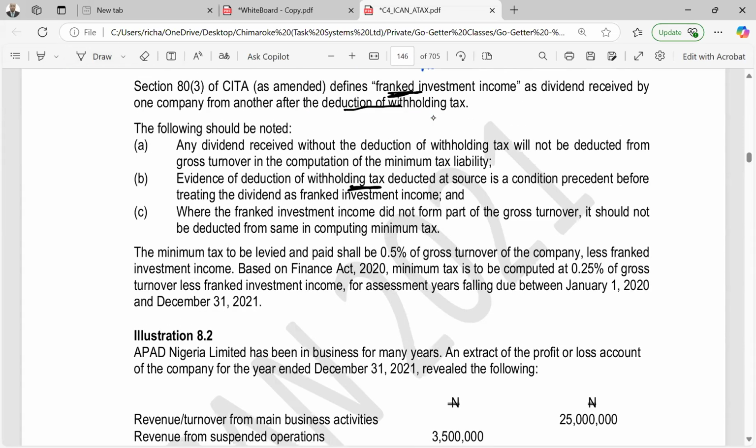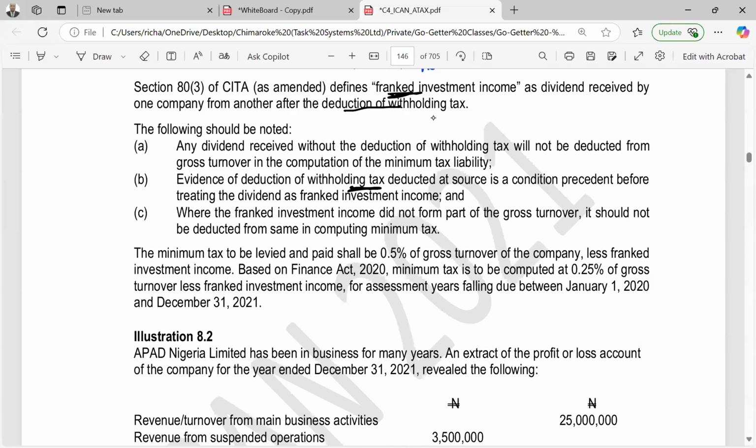All right. Now, minimum tax is 0.5% of gross turnover of the company, of course, less frank investment income. Now, based on Finance Act 2020, minimum tax is computed at 0.25%, which is half of this, of gross turnover for assessment years falling between January 1, 2020 to December 31st, 2021.